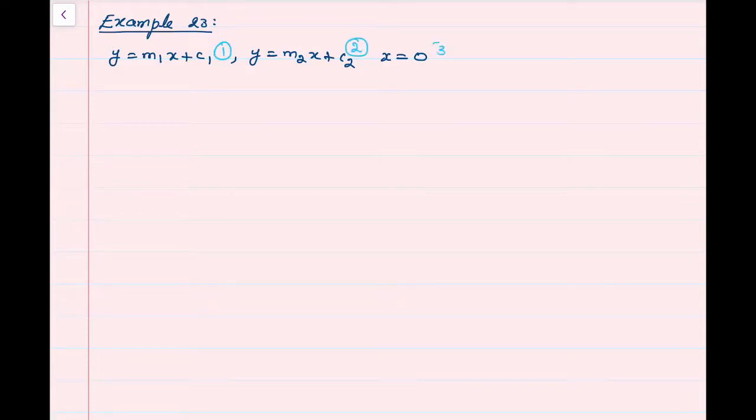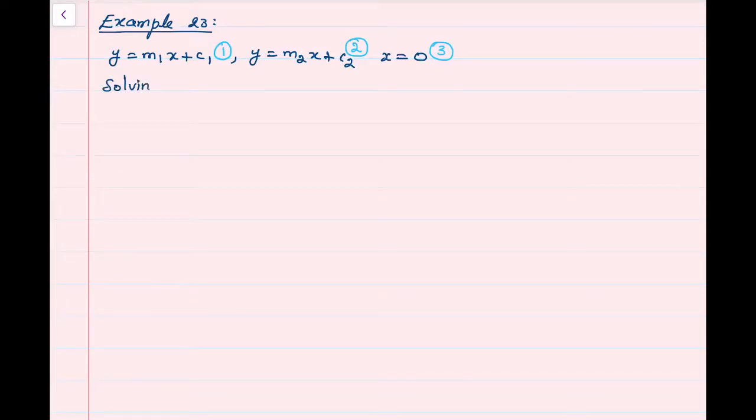Example 23. Show that the area of the triangle formed by the lines y equal to m1x plus c1, y equal to m2x plus c2 and x equal to 0 is c1 minus c2 the whole square divided by 2 times the absolute value of m1 minus m2. We will take this as the first equation, second and the third equation. We will solve these three equations and find the vertices of the triangle formed.